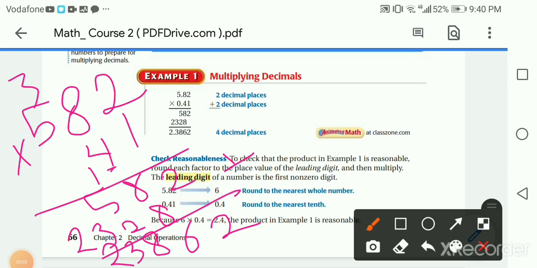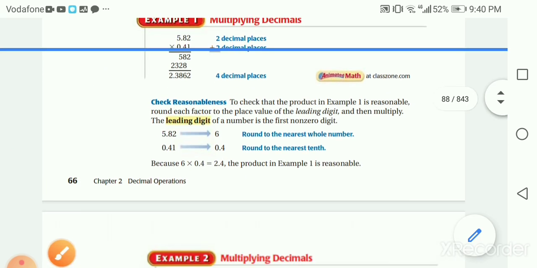After doing so, how many decimal places? This is easier for you. How many decimal places do I have here? 2 digits plus 2 digits, 2 decimal places plus 2 decimal places gives me 4 decimal places: 1, 2, 3, and 4. So it will be 2.3862. What about that? Is it easier? Yeah, I think so. Do whatever you feel comfortable with.